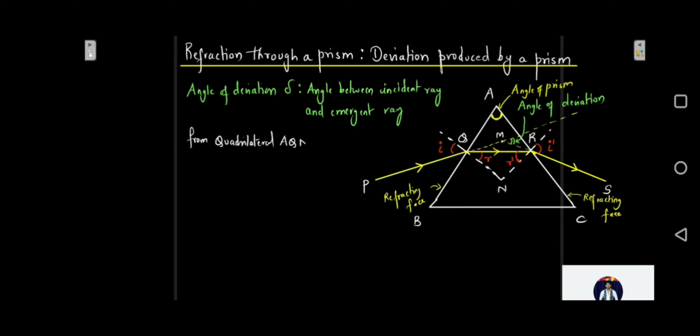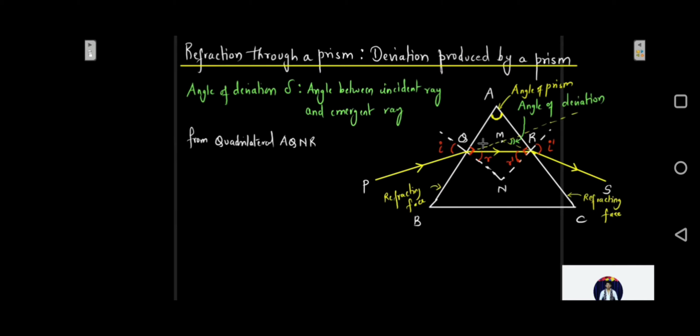AQNR. So where is this AQNR? It is AQNR. So if you see, QN is a normal to the face. That means this angle over here is going to be 90 degrees. Similarly, NR is normal to the face AC. That means this is again going to be 90 degrees. And we know that the angle sum property of a quadrilateral says that the sum of all the internal angles of a quadrilateral is 360.